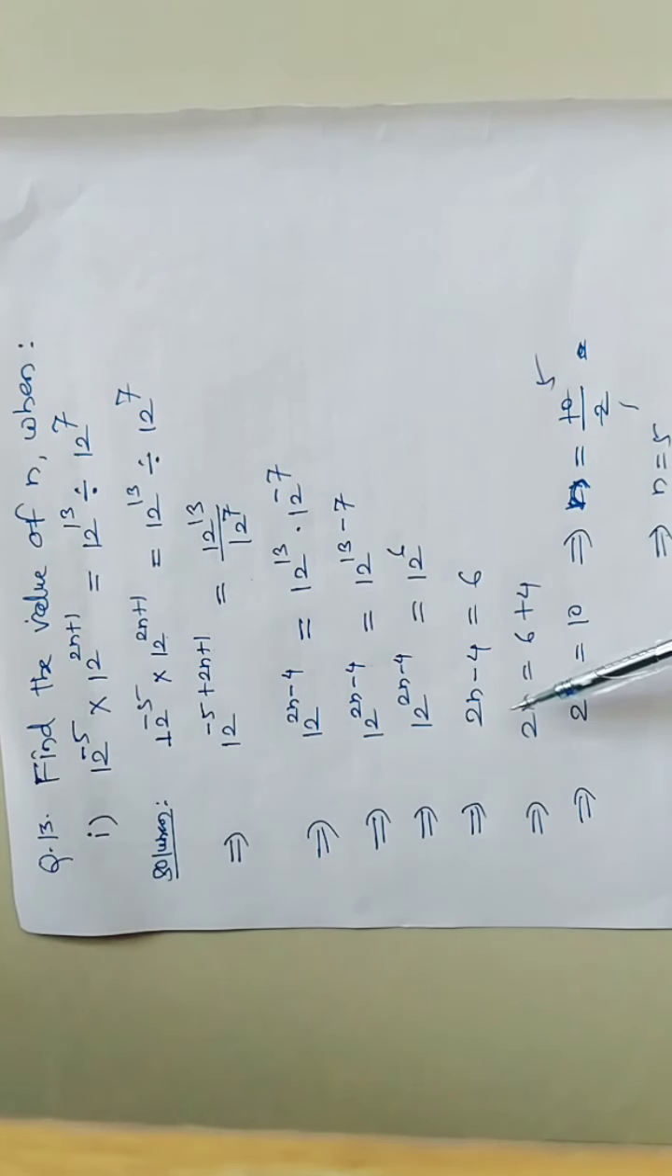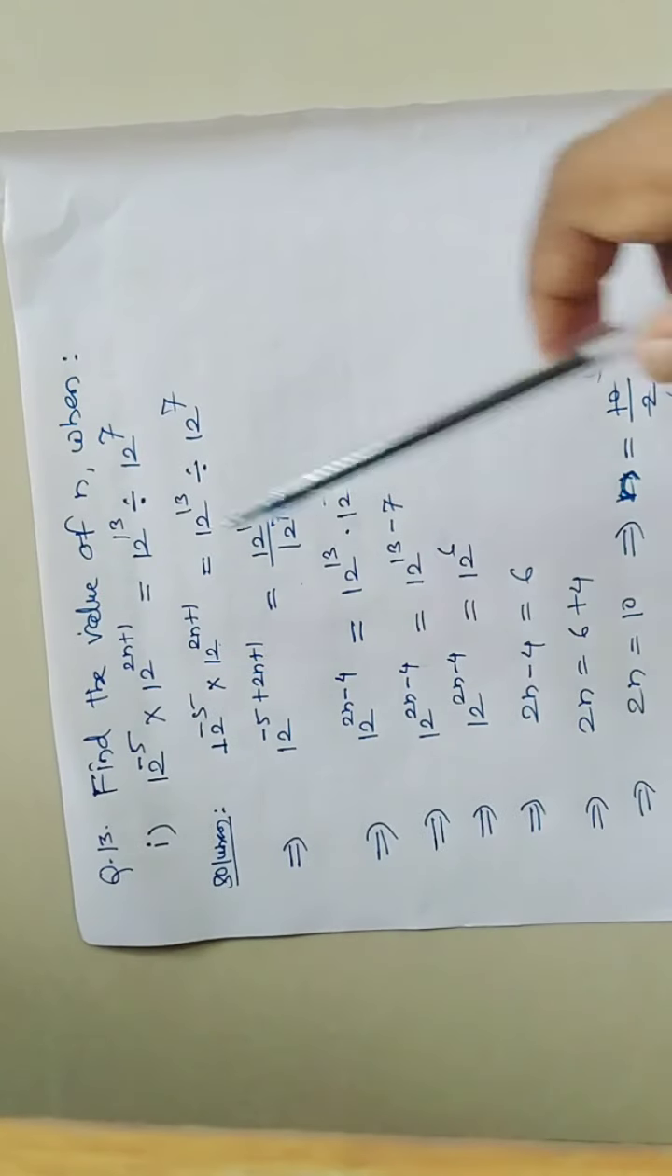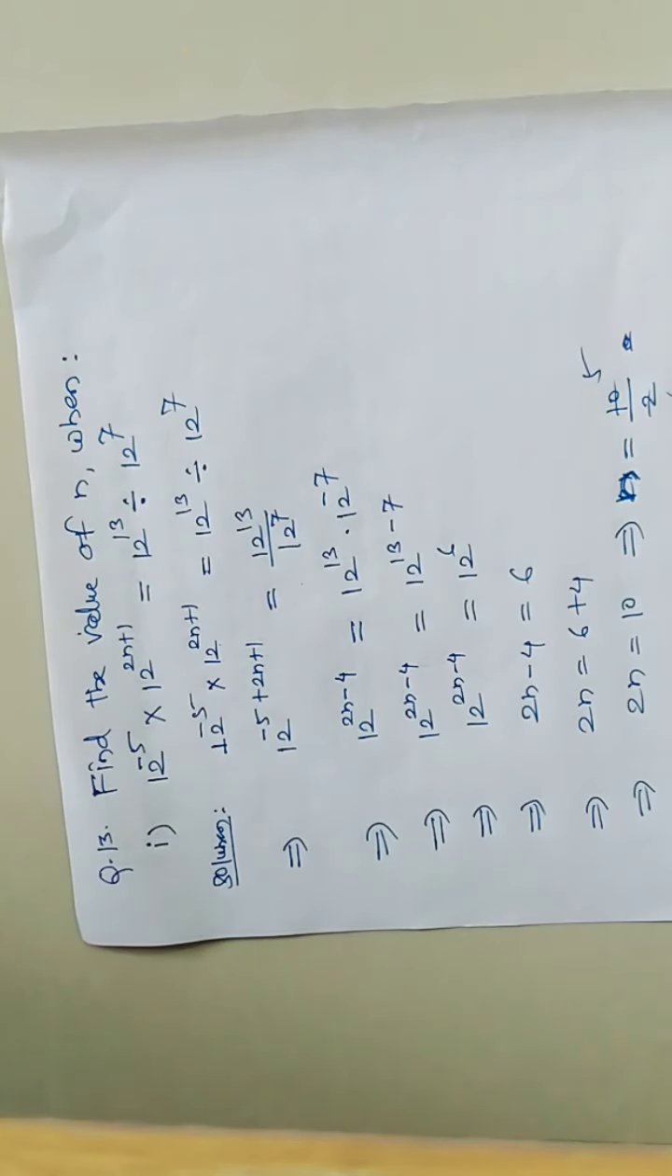So from this equation the bases are the same, so this implies that 2n - 4 is equal to 6. So 2n is equal to 6 + 4, since taking it to that side it is plus 4. So 2n is equal to 10. So n is equal to 10 divided by 2. 2 ones are 2, 2 fives are 10. So n is equal to 5. Therefore the value of n is 5.